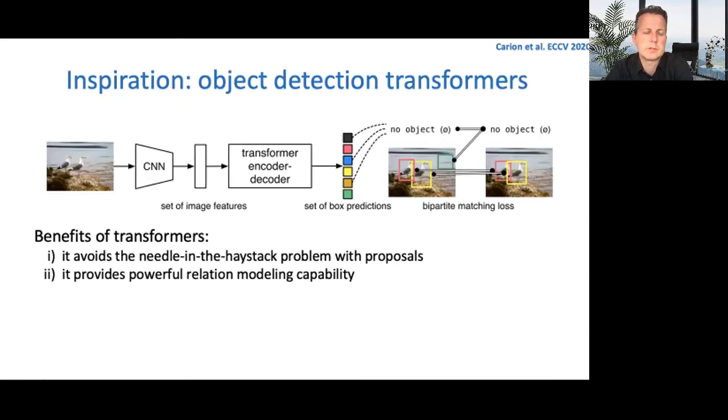Those methods reduce an input image to a huge number of proposals, and then in the second stage, the network should identify the right proposal that corresponds to the objects of interest. Rather than using proposals, DETR is completely end-to-end, and it provides powerful relation modeling capability inside the encoder-decoder structure of the transformer. We use a similar idea for our common action detection in space and time.